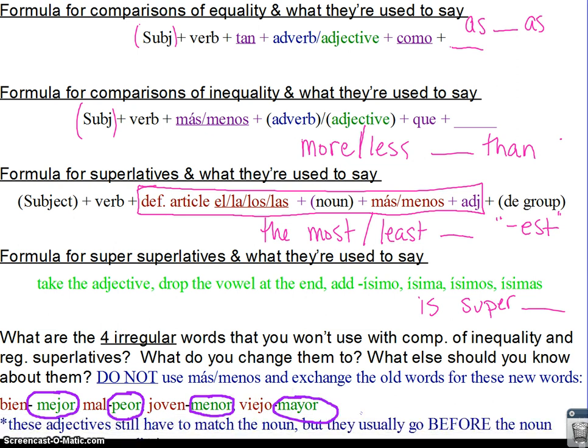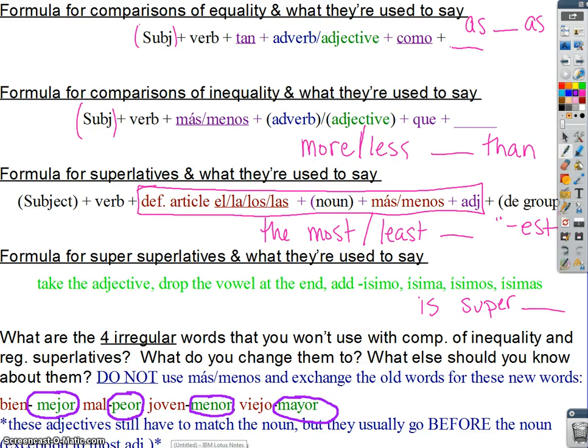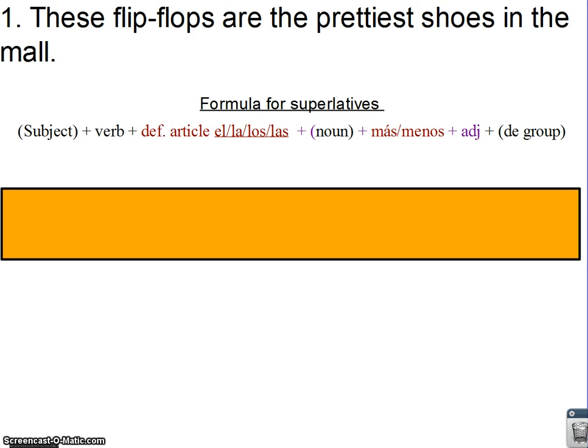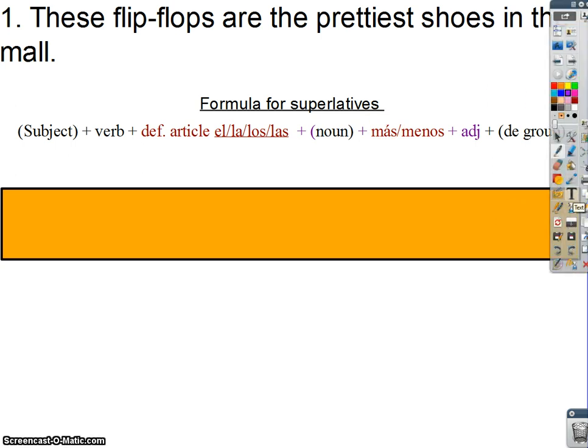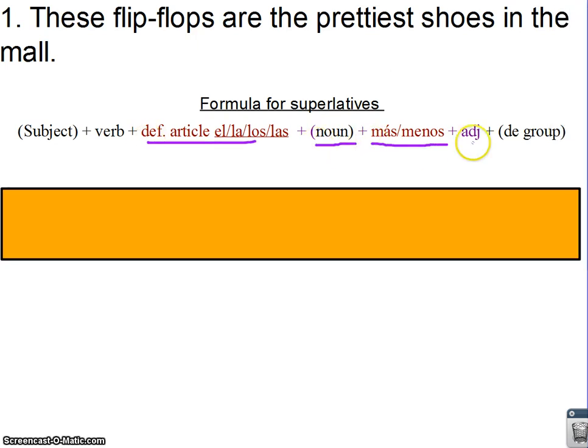Anything else? These adjectives still have to match the noun, but they usually go before the noun, which is an exception to most adjectives. Alright, these flip-flops are the prettiest shoes in the mall. Hopefully you recognize that this is a superlative, therefore you need this formula, which you can either go through word for word to check to make sure you have each thing from the formula, or you can rephrase it in your brain to how they would say it in Spanish. How would they say it in Spanish? They would say, these flip-flops are the shoes most pretty of the mall.